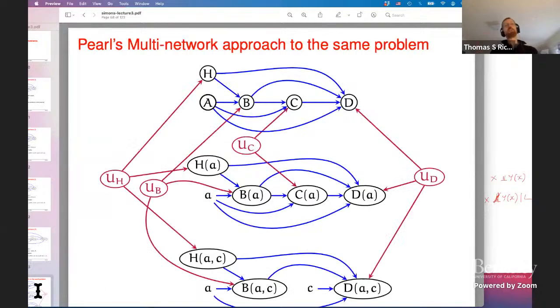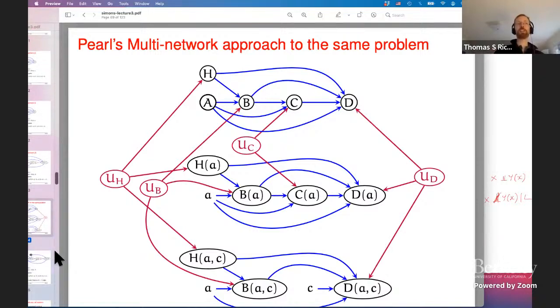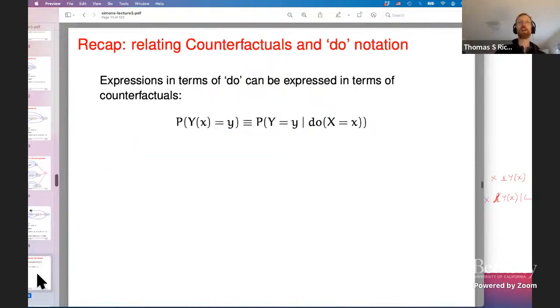So Pearl has a twin network approach. I don't have time to talk about this in great detail, but the twin network approach would involve drawing this graph in order to check those conditions. And this also corresponds to stronger assumptions. It basically corresponds to making additional counterfactual independence assumptions that are cross-world. And so I'm going to skip that.